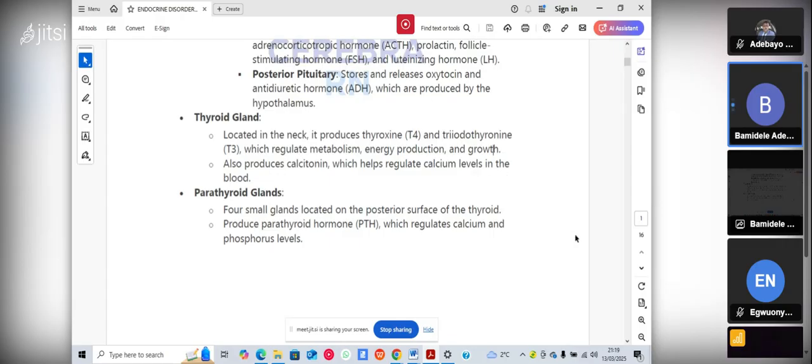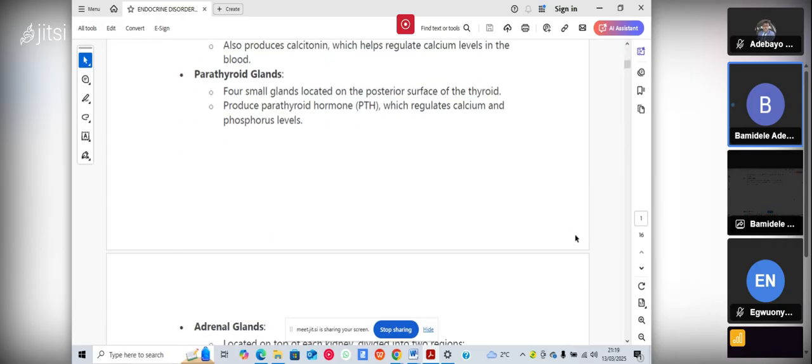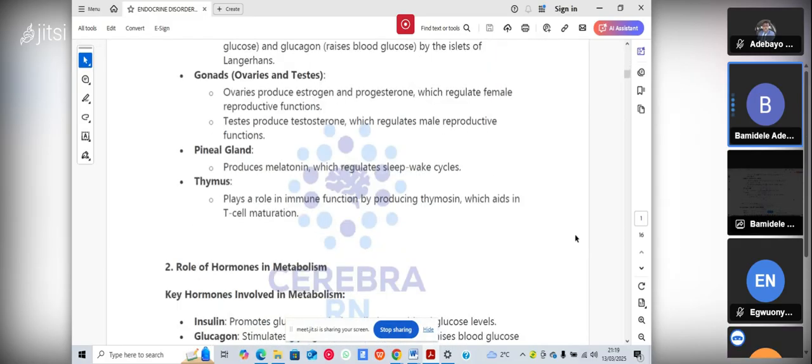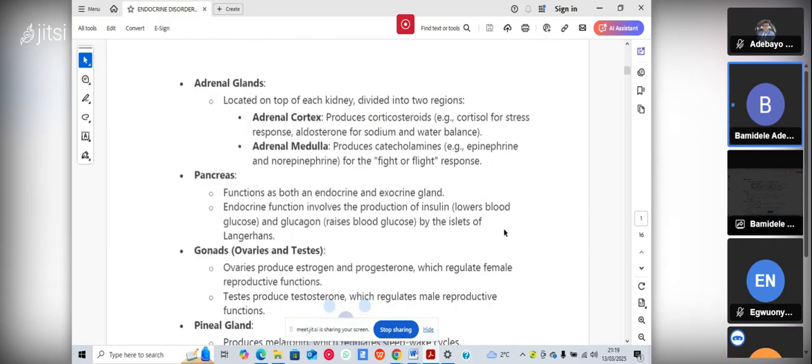Okay, if somebody has, a common example, diabetes. So if your patient has diabetes, you can narrow it down to the causing organ, because the pancreas helps to secrete insulin that helps to lower blood glucose level. So you can easily tell, you can easily know. It will help you in your diagnosis, assessment, and care for that patient.